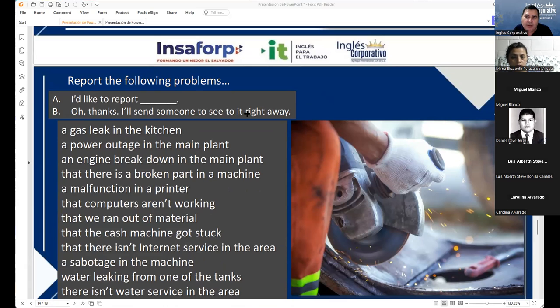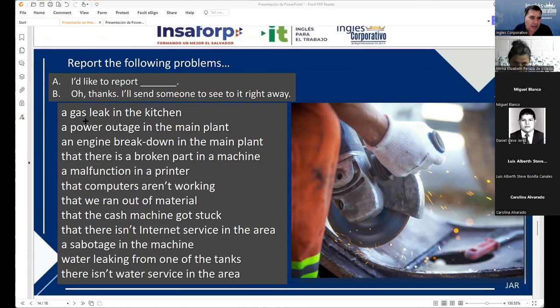I'll send someone to see to it right away. See to it right away. Someone to see to it right away. I'll send someone to see to it right away. Okay, oh, thanks. I'll send someone to see to it right away. A gas leak in the kitchen.